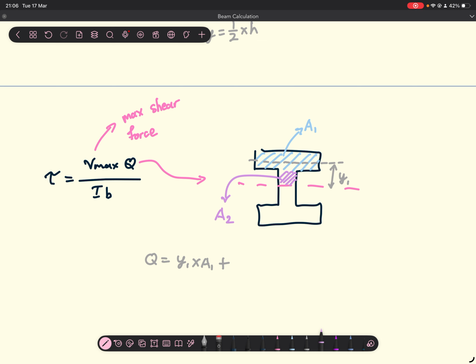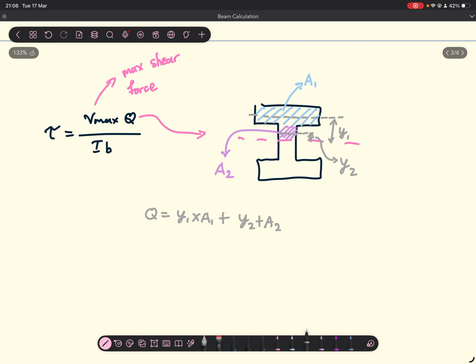That's going to be A2, and then we need the distance from the centroid to that. We're going to call that Y2. So it's going to be Y2 times A2. Hope that kind of makes sense. So it's basically the distance from the centroid to the area that you're looking at times the area of that section, right? And it's basically the sum of all of that. Okay, that's how you get Q.